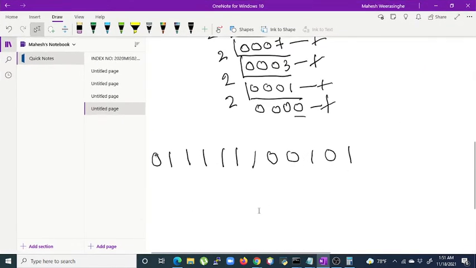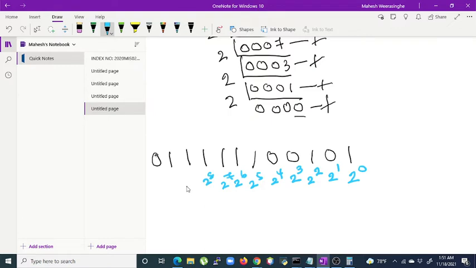Then there is an important thing I have to do: write the binary positions. This is 2 to the power 0, this 2 to the power 1, 2 to the power 2, 2 to the power 3, 2 to the power 4, 2 to the power 5, 2 to the power 6, 2 to the power 7, 2 to the power 8, 2 to the power 9, 2 to the power 10. So these are the binary positions.